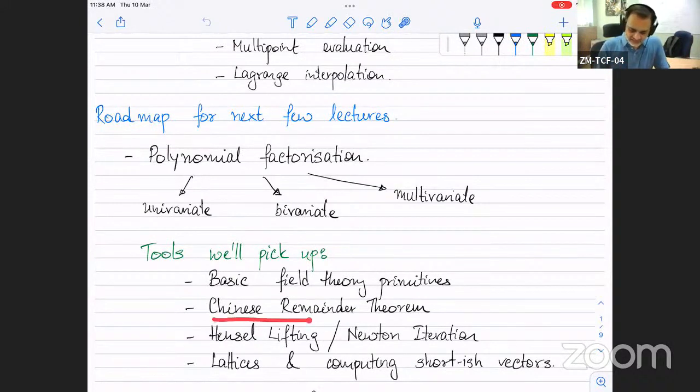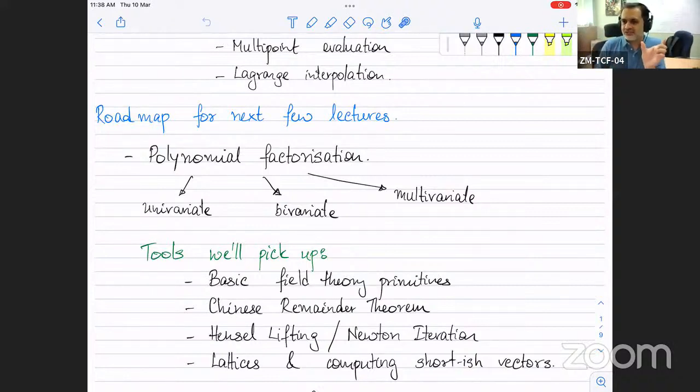And we will see that version of Chinese remainder theorem because that's going to become crucial for our factorization algorithms. And something that you have already seen, like one example of, are Newton iteration or Hensel lifting. I just mentioned these, which was this idea of iteratively coming up with better and better solutions in some sense.